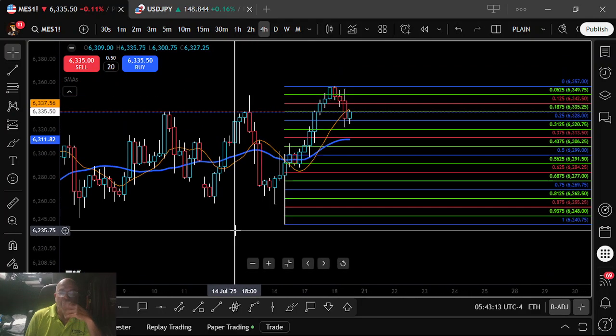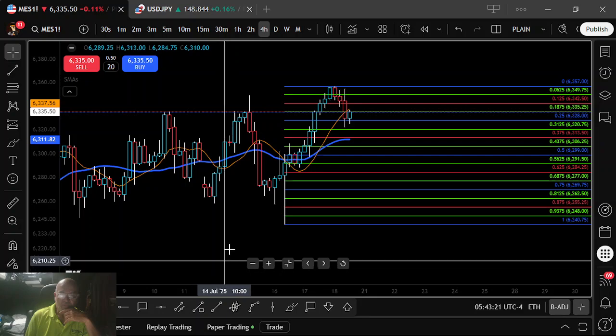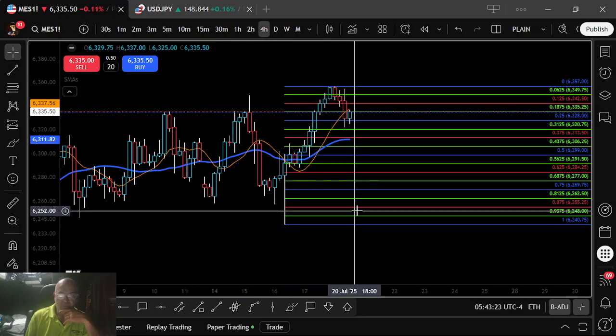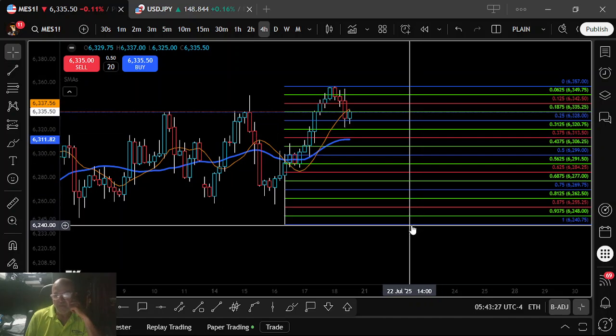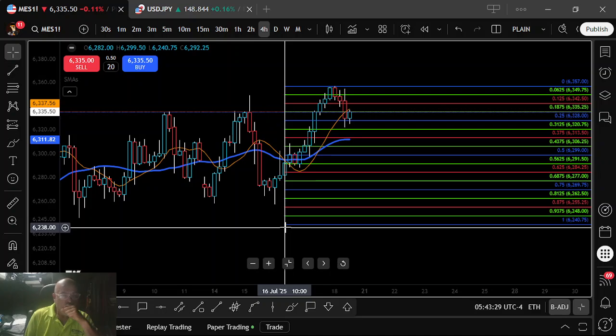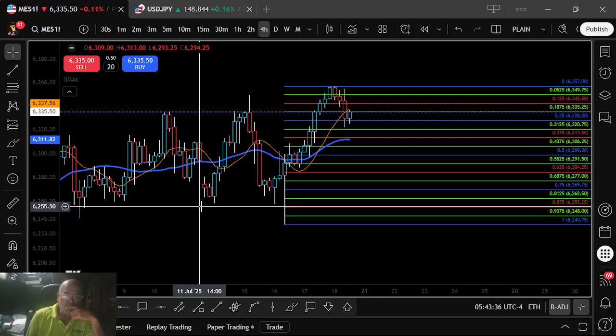Typically, I am looking at the 4 hour chart, okay, for my range that I'm looking to trade in. And that's with all of these lines, the dealing range, the dealing range that I'm currently looking at.